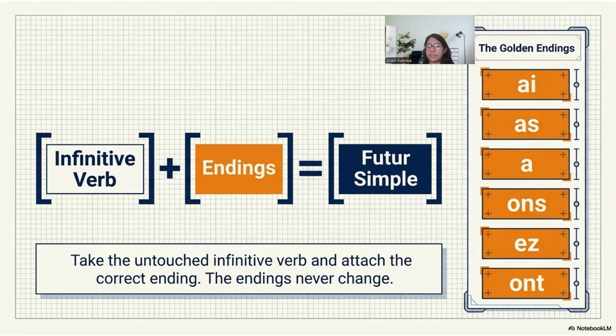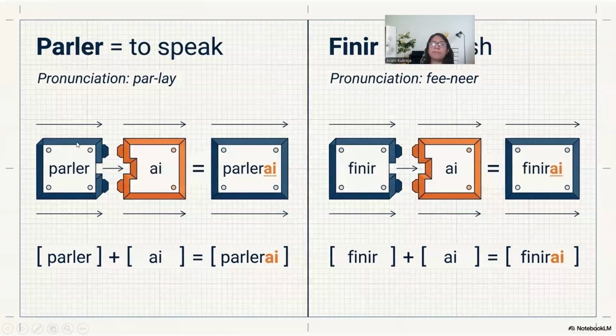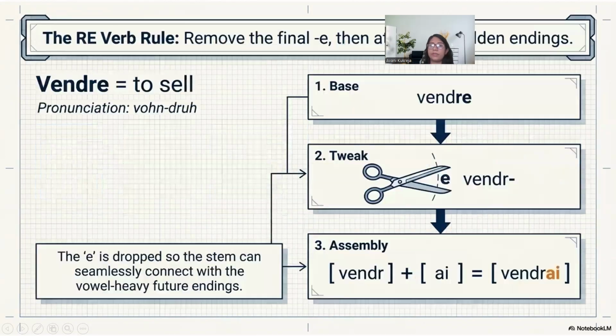Let's see certain examples. If the verb is parler, in the je form we add AI and it will become parlerai. Finir, we add the ending AI, it'll become finirai. So like that, we have to add the endings. That's all we need to do, right? But for RE ending verbs, the rule is slightly different. The rule is that we remove the E and we add the endings. Suppose the verb is vendre, remove the E and add the endings, AI.